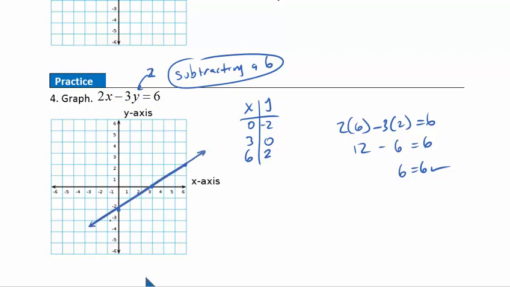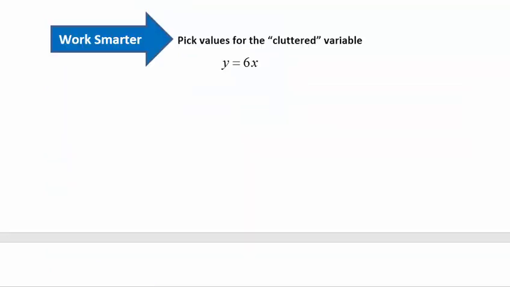Put some arrows on the end. And we've graphed that problem. So one way to work smarter when we're graphing linear equations is to pick values for the cluttered variable.